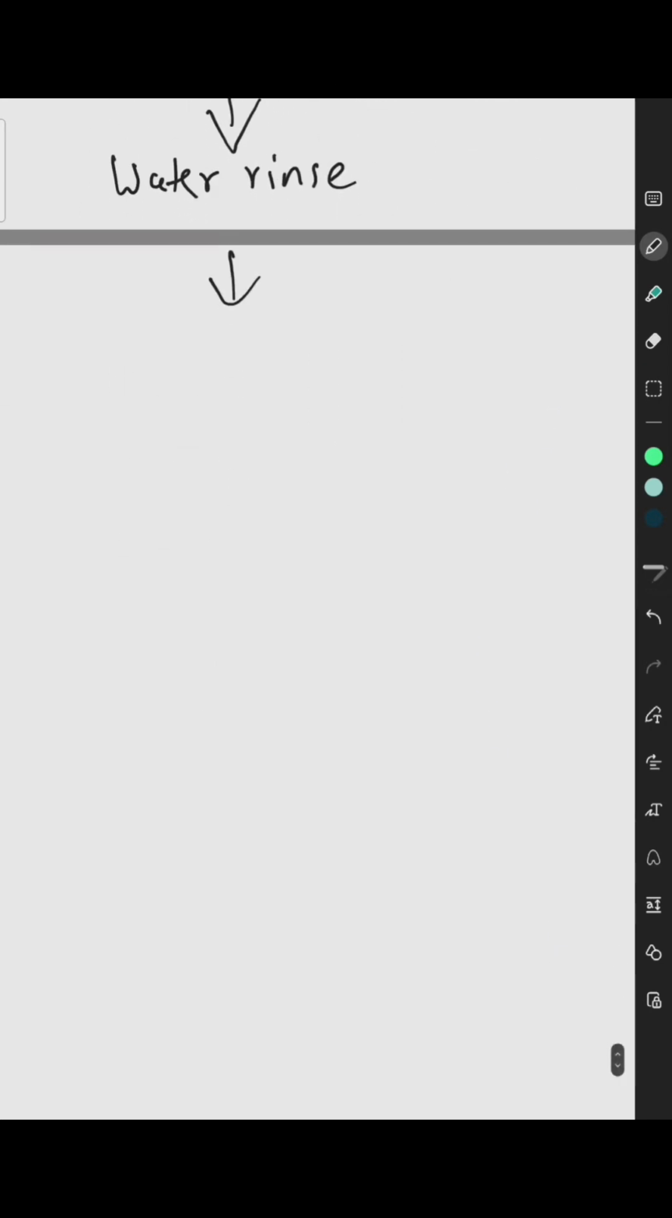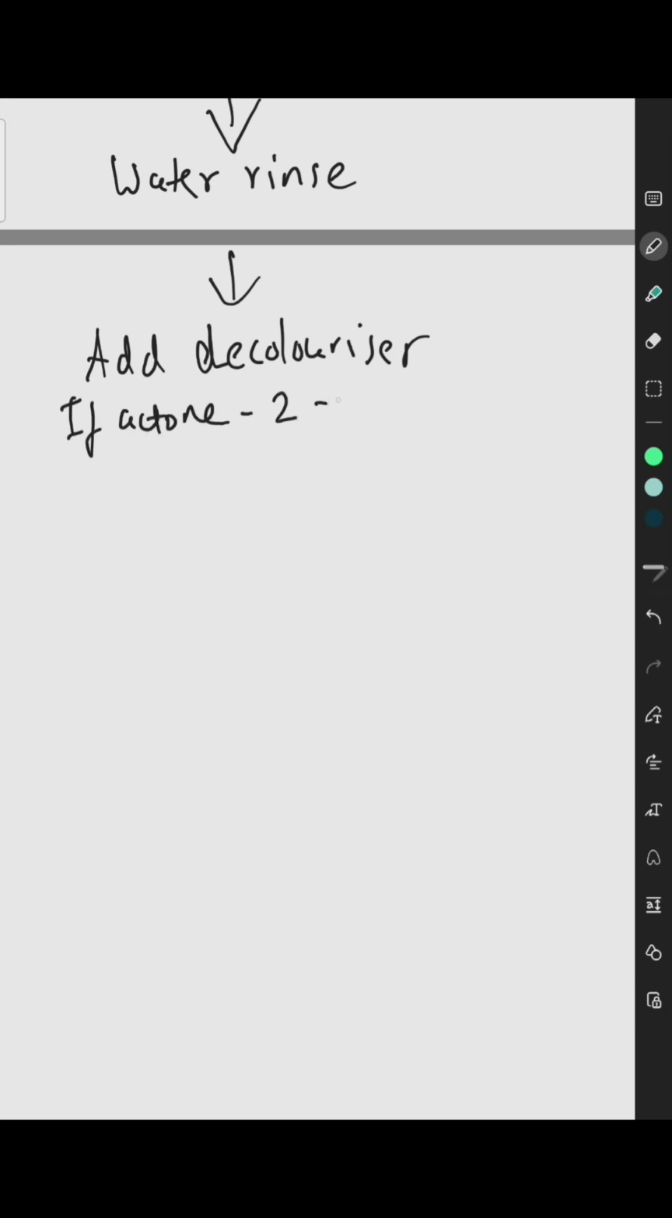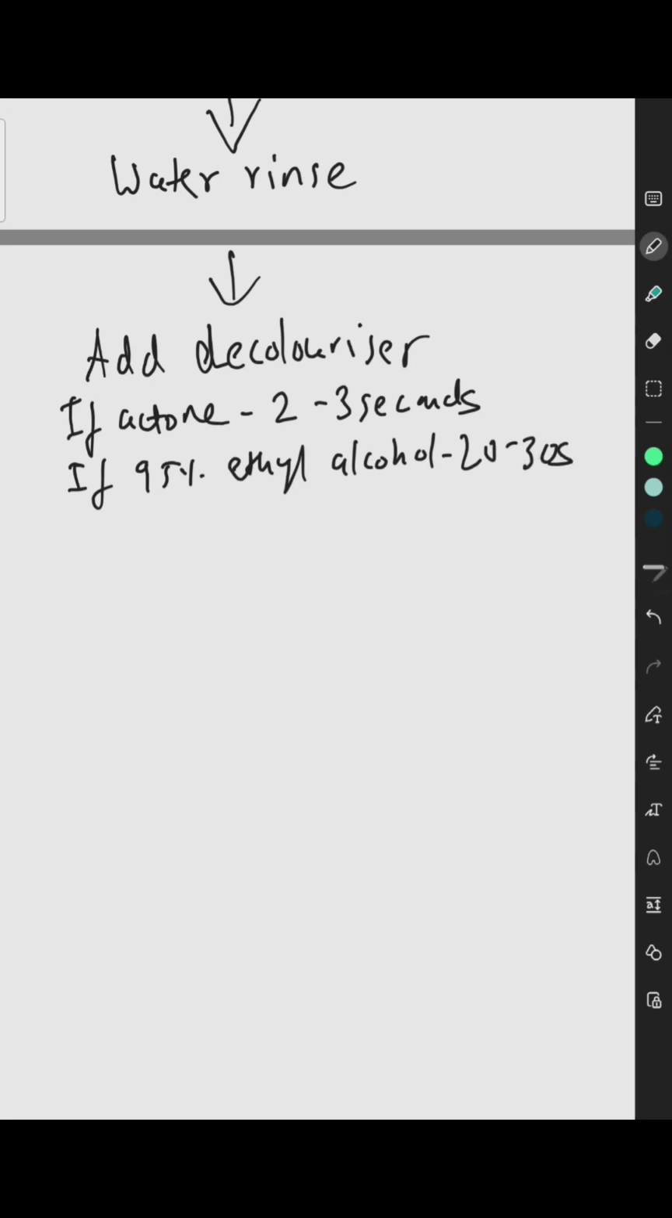Now the decolorizer, I will again stress, is the most crucial step. There's a reason why the timing has to be exact over here, because if the timing is exceeded, that could decolorize your bacteria. So let's say gram positive bacteria, if decolorized too much, will appear gram negative, and this can lead to errors in diagnosis, and that is really not acceptable. Therefore this duration has to be exact. For acetone, 2 to 3 seconds, and with 75% ethyl alcohol, 20 to 30 seconds. So again, I'll reiterate once more, the timing is really crucial.